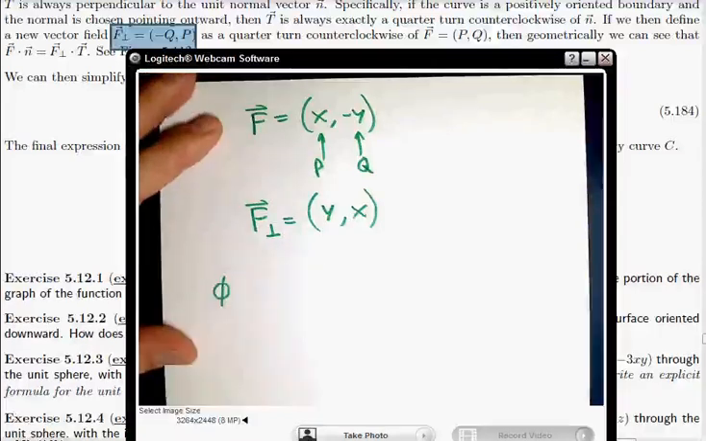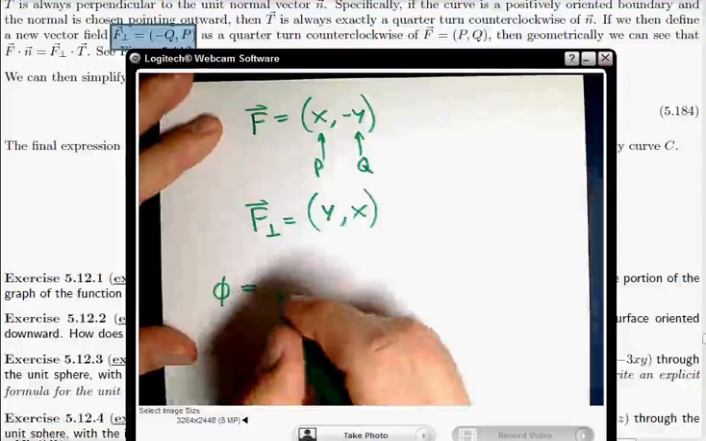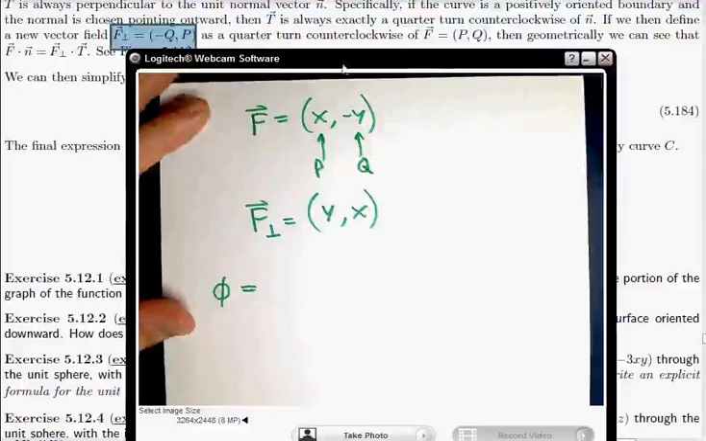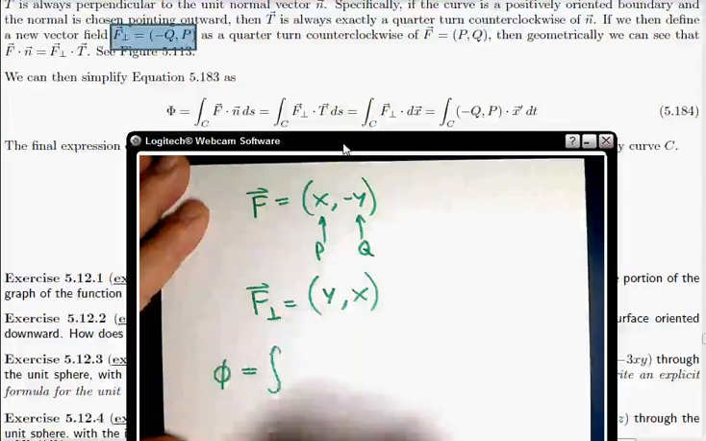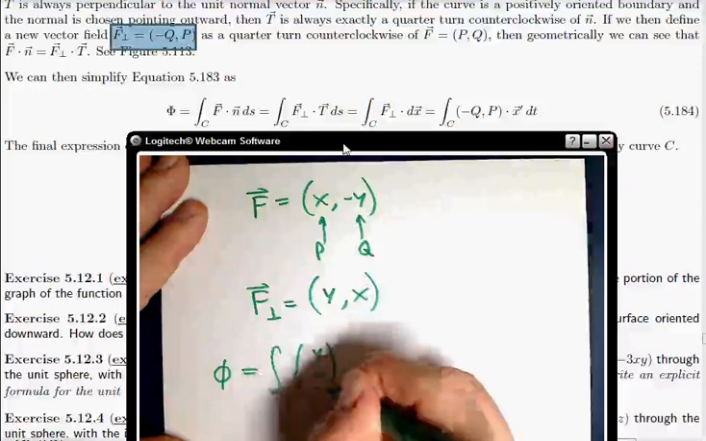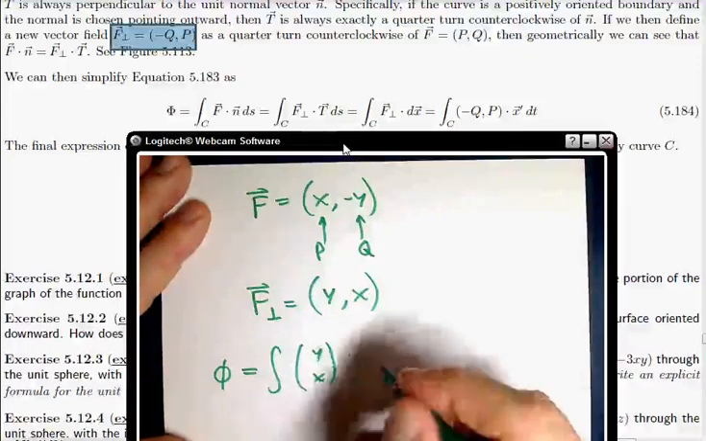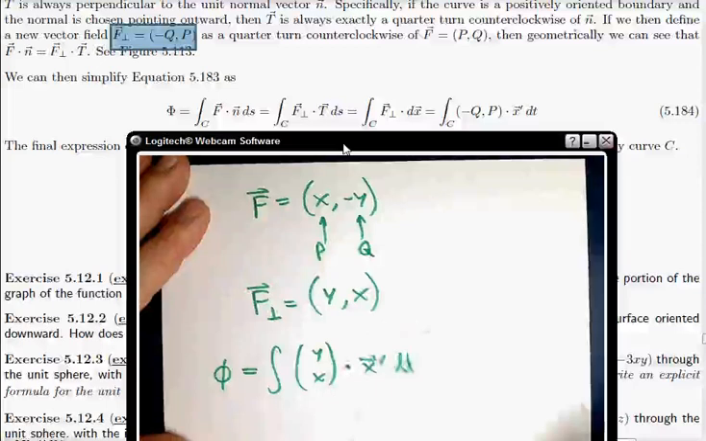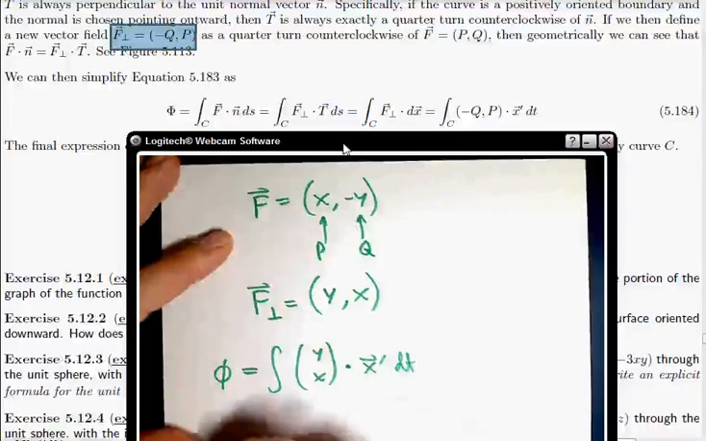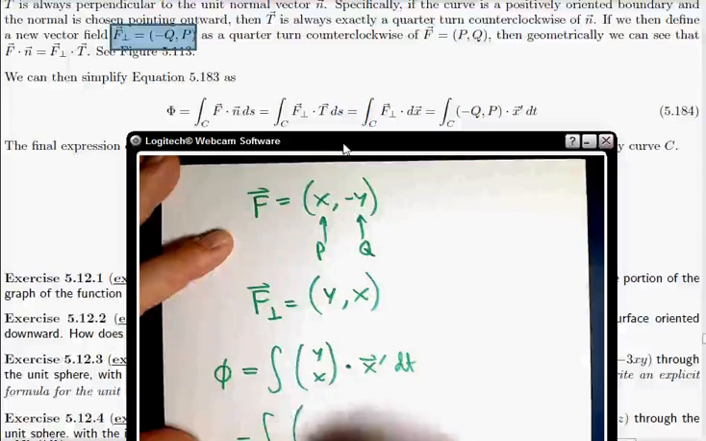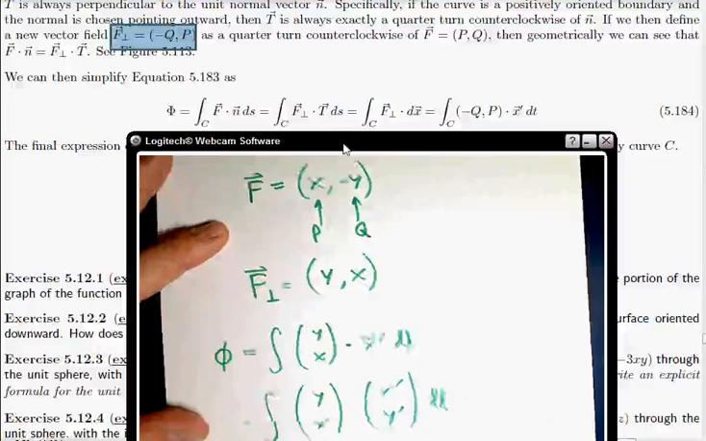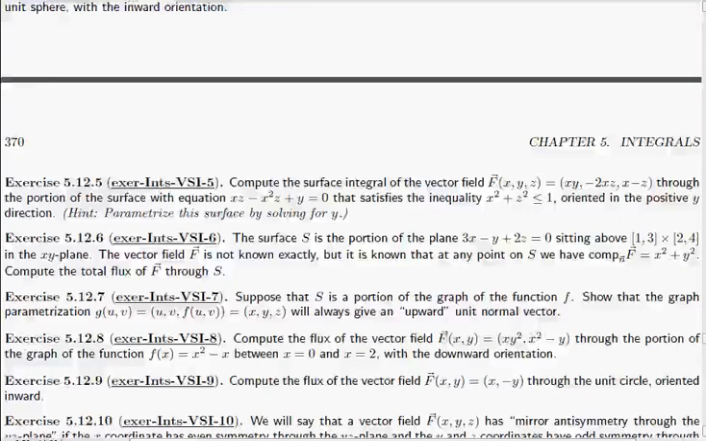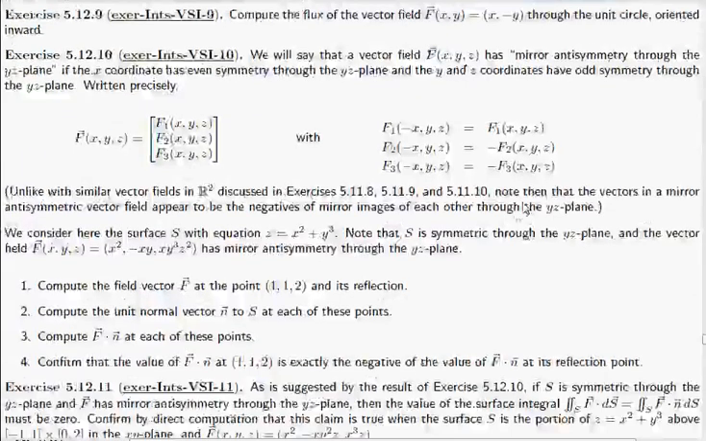And the flux we're trying to calculate, as per this business here, is the line integral of F perp dot x prime dt. And so this is the usual now. So y comma x dot, well, this is x prime, y prime, dt. All of this stuff is functions of t, as per the statement of the problem. Namely, we have to parameterize the curve.